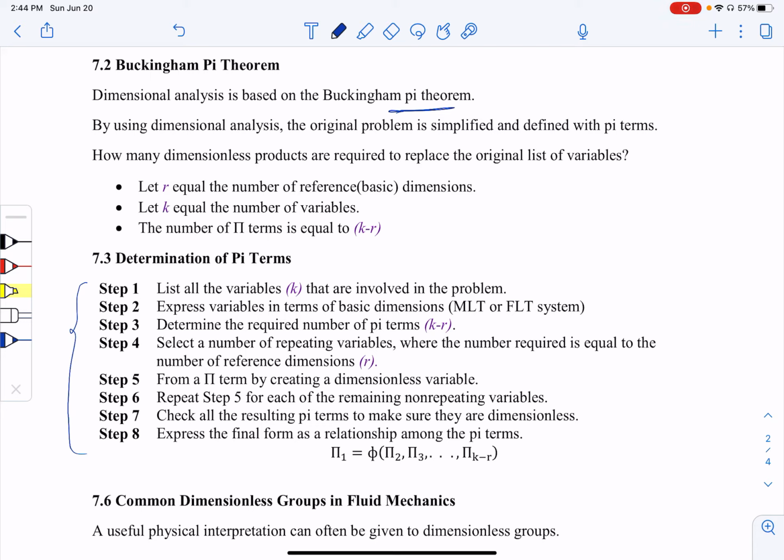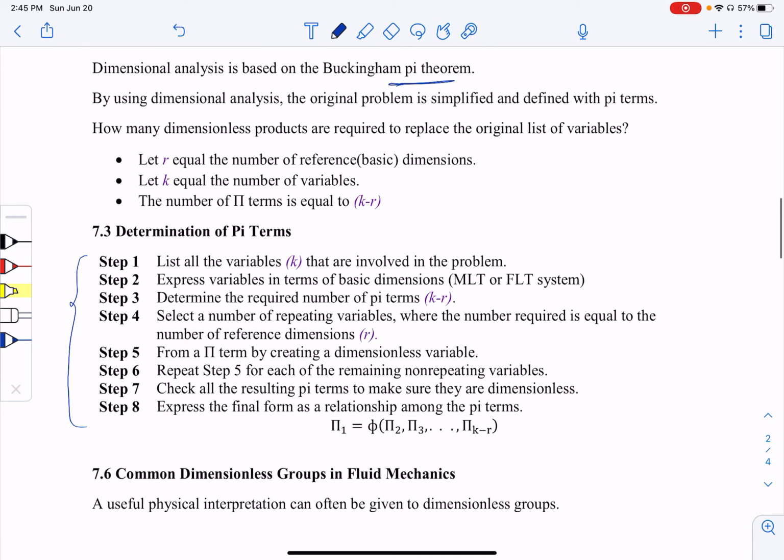Dimensional analysis is based on the Buckingham Pi theorem. And basically, a Pi term is a dimensionless product. Now, the question is how many of them are required to be created by the given variables in the given problem. So first, we need to consider the number of the basic dimensions that we have. So we can use the MLT system or the FLT system.